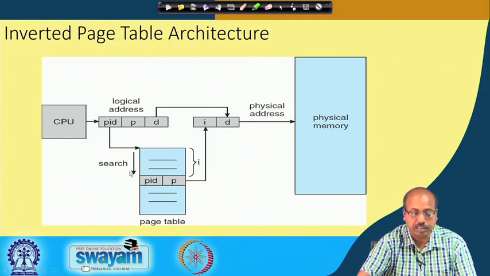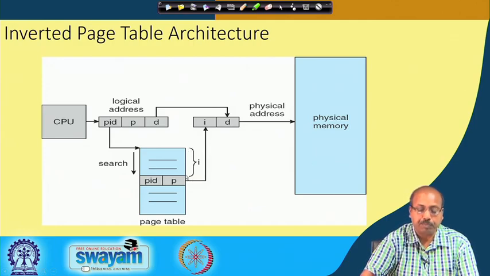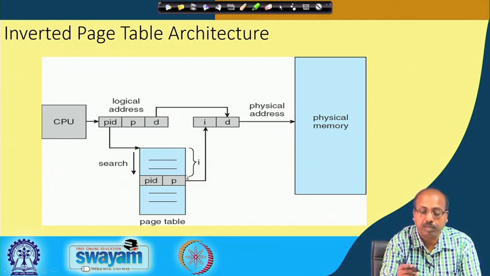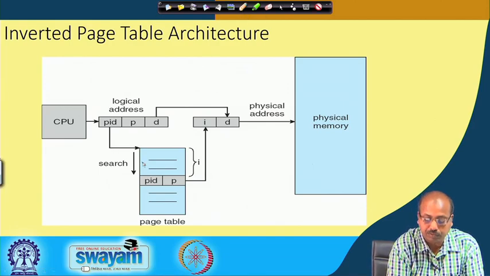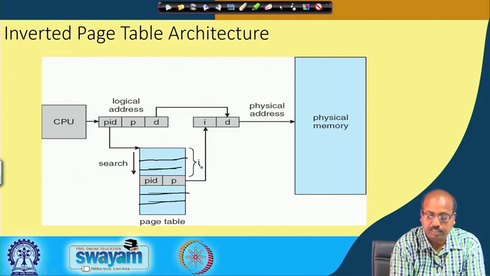In the inverted page table, we search for this entry, PID and P. So, when I come to this particular entry, it is at a distance I from the beginning. That means this is the ith frame. For every frame I am remembering: this is for frame 1, this is for frame 2, like that it is going, and this is for the last frame.